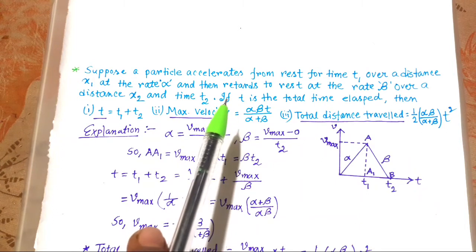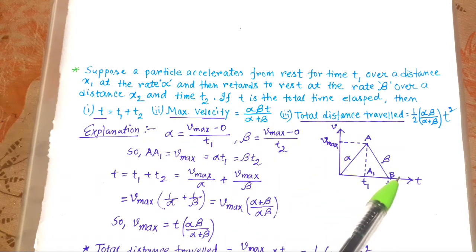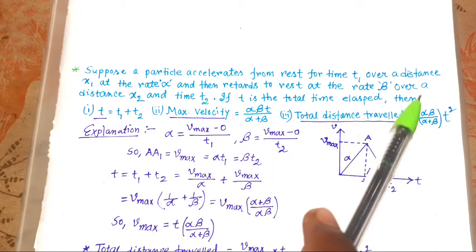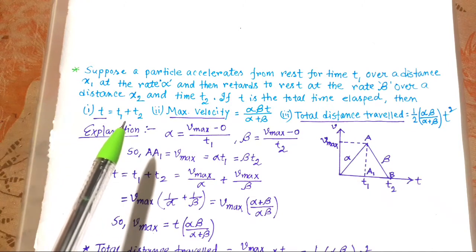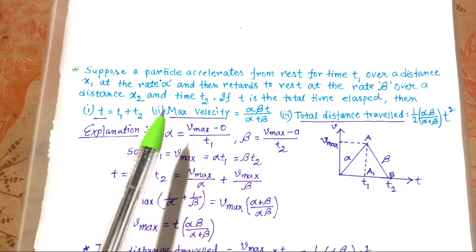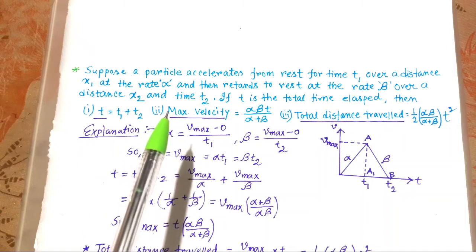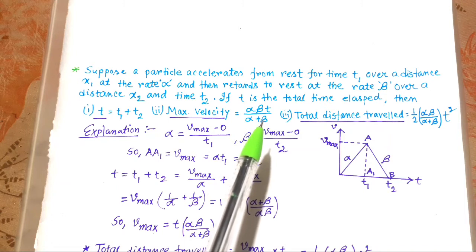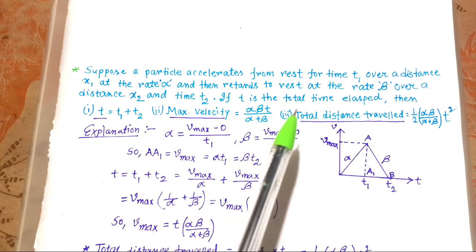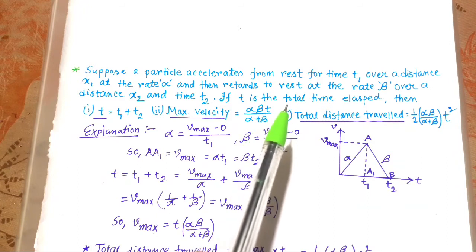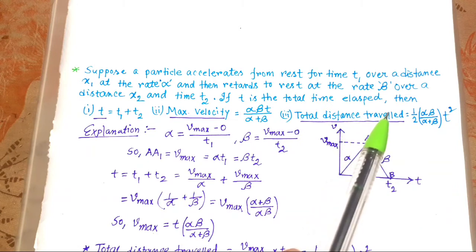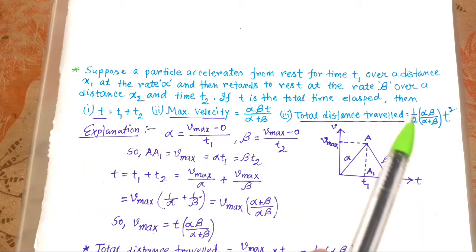So first time taken t1 and then t2. If t is the total time elapsed, then t equals t1 plus t2. Simple. Maximum velocity equals alpha beta t by alpha plus beta. Alpha is the acceleration and beta is the retardation rate. Total distance traveled is half alpha beta by alpha plus beta, t square.